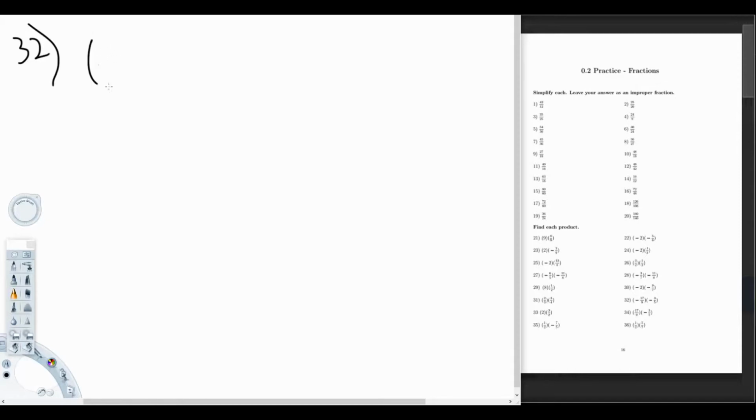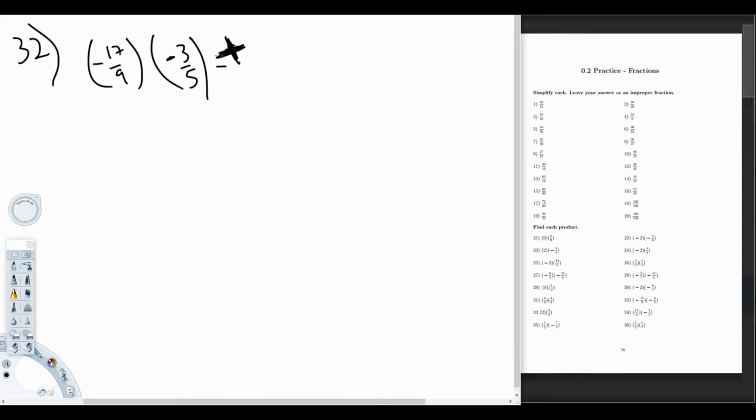Negative 32, all right. Negative 17 over 9, and minus 3 over 5. Boom. All right, two negatives is a positive, right? So we know that. There's a negative here, there's a negative here. We know our answer is going to be positive.